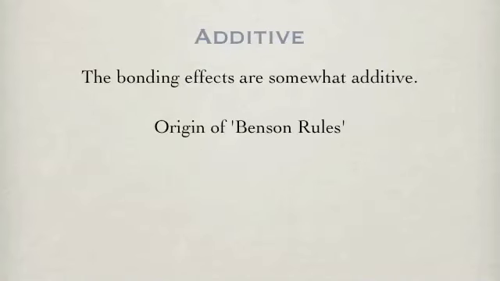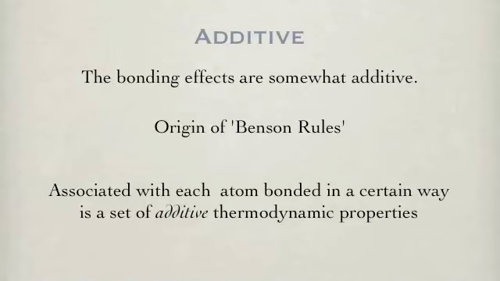Benson rules assume that the effect of structure on the thermodynamics is additive. Each structure contributes a certain amount to the property. The structure in the Benson rules is an atom bonded in a certain way. Associated with each of these atoms is a set of thermodynamic properties to be added up.